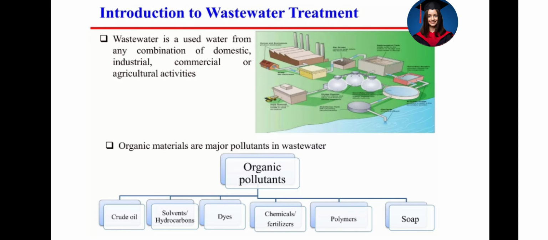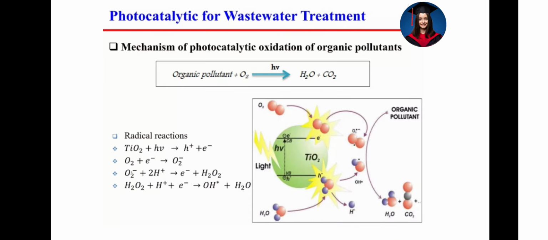Wastewater is used water from any combination of domestic, industrial, commercial, or agricultural activities. Organic materials are major pollutants in wastewater. Organic pollutants consist of crude oil, solvents or hydrocarbons, dyes, chemical fertilizers, polymers, and soap. Mechanism: photocatalytic oxidation of organic pollutants. Organic pollutants are oxidized in presence of light and converted into water and CO2.